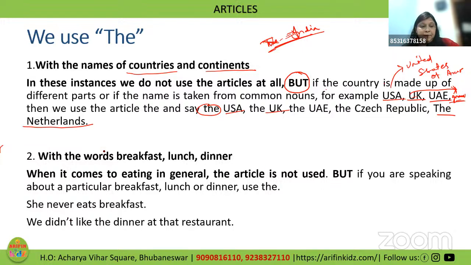Okay. So the second thing is that, did you all get it? To know the article, the or a. Before the names of countries and continents, never use an article, but only in the case of this kind of names. When the names look like a collection of words, right? In that case, we are using the. Fine. The second rule says with the words breakfast, lunch, dinner, we never use an article.